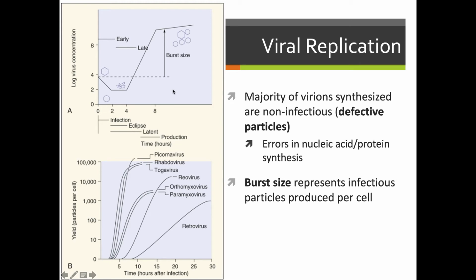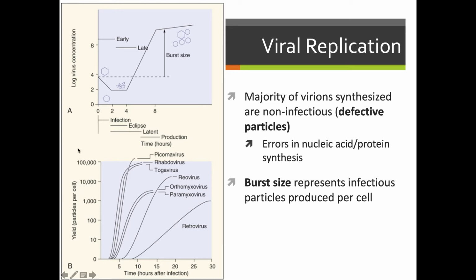However, the majority of viral particles that are released are actually defective because they're non-infectious. There could have been errors in nucleic acid synthesis. There could have been errors in protein synthesis. And so even when we talk about having a really high burst size, meaning we have a ton of infectious particles being released, you have to think that there's going to be a lot more non-infectious particles that were also released.